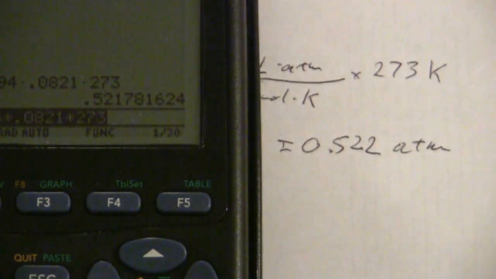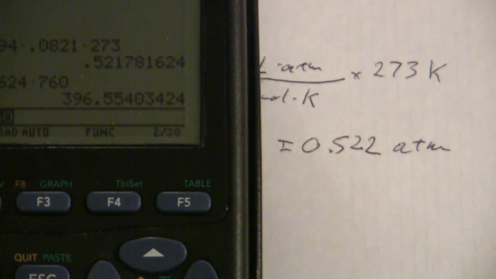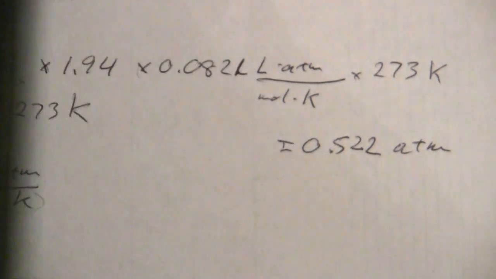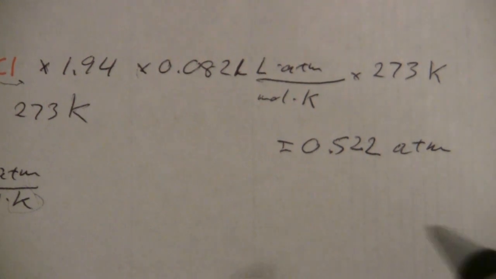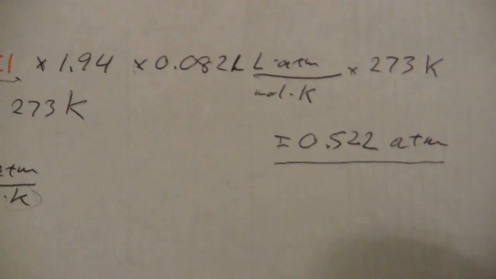atmospheres, right? And if you wanted to convert that to millimeters mercury, or torr, it would be 396.6. Okay, but that is the osmotic pressure for this solution.